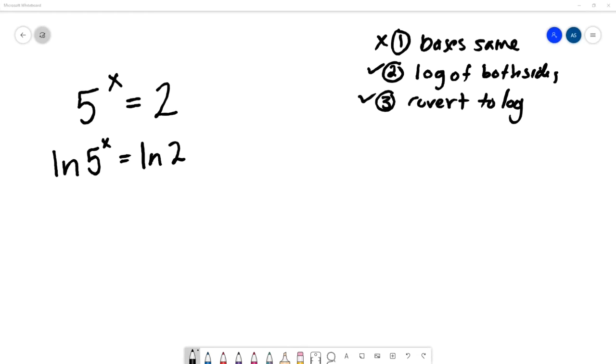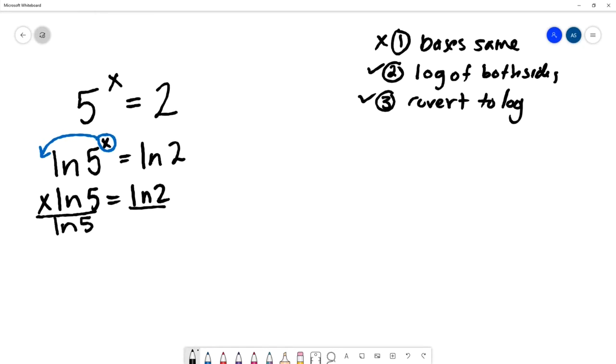And once we introduce the logs, then you can use your power rule for logarithms. You can move that exponent as the coefficient. That will give us x natural log of 5 equals natural log of 2. And then we're going to get x by itself by dividing both sides by natural log of 5. So we have x equals natural log of 2 over natural log of 5. So that's doing it with the method of taking the log of both sides.